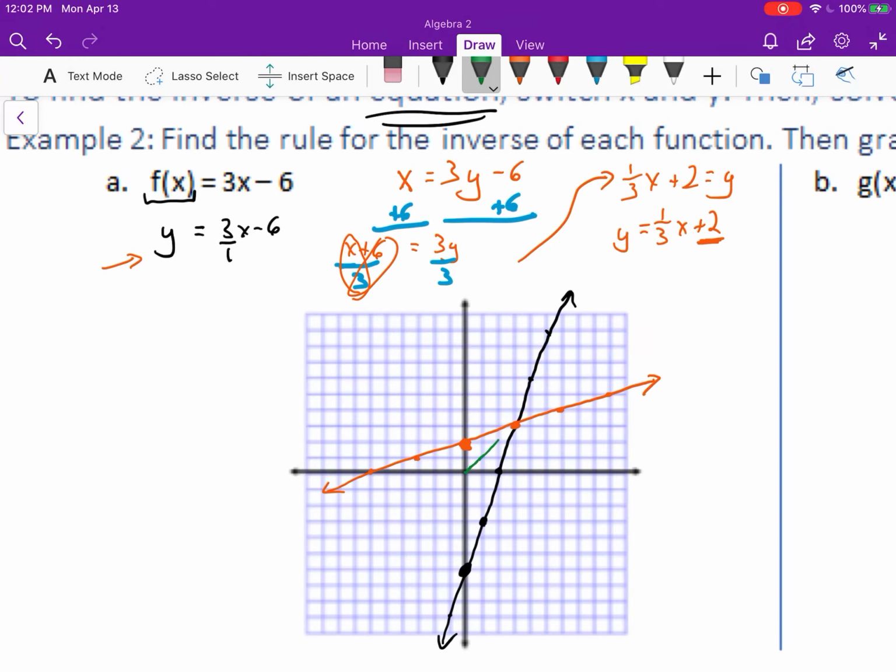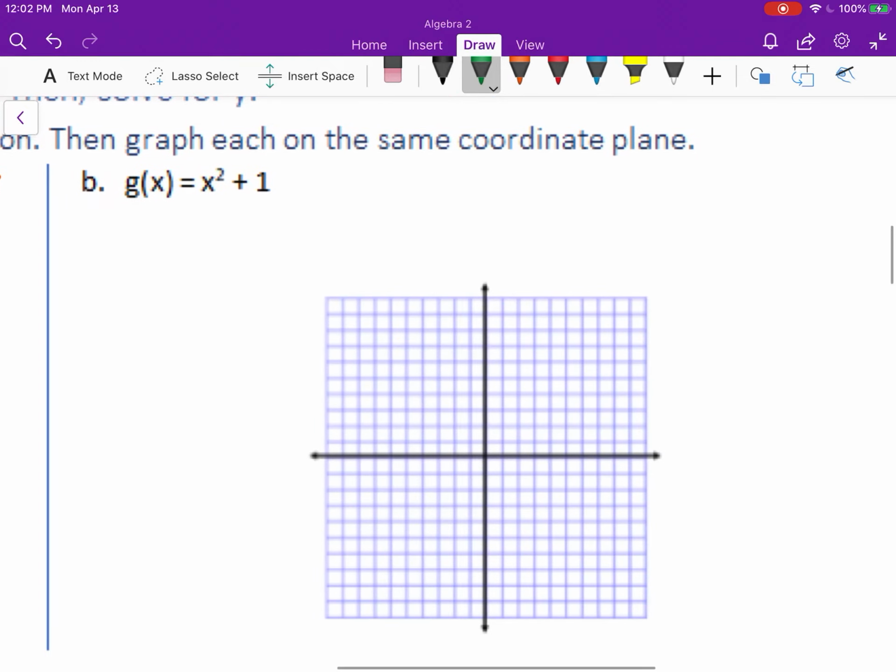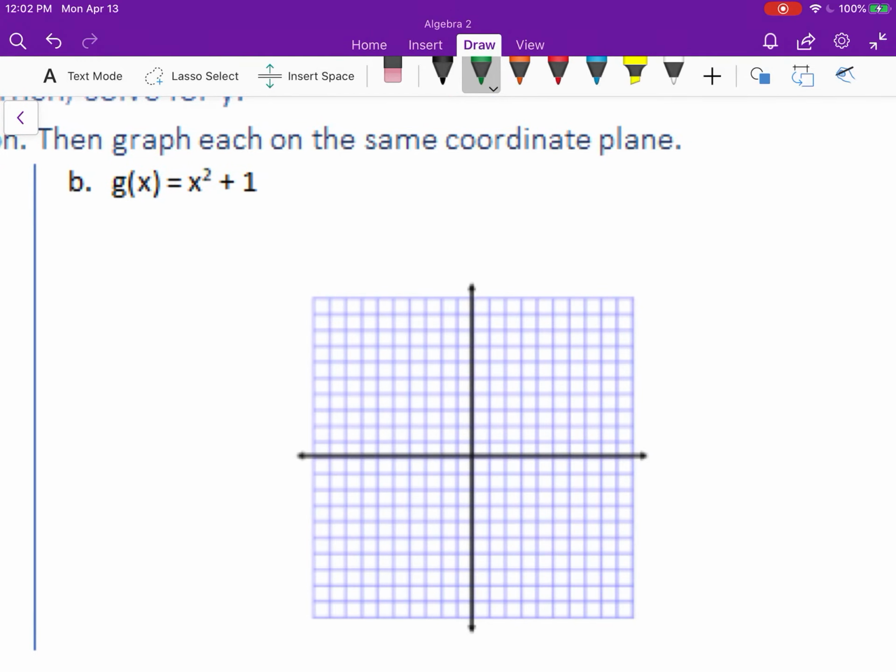Let's take a look at something we mentioned with that quadrilateral earlier. It was reflection over the y equals x line. And it looks like it's the same thing, so that seems to hold true.